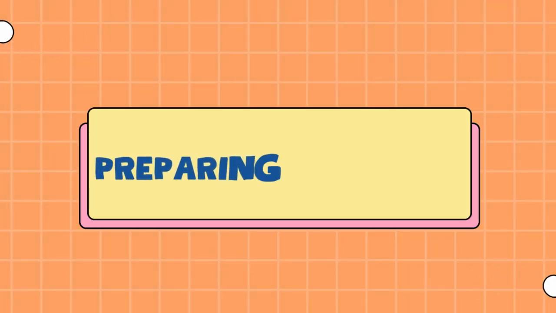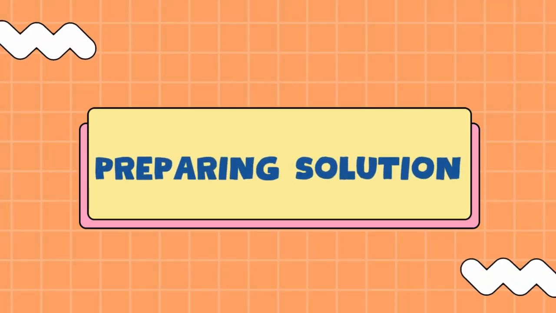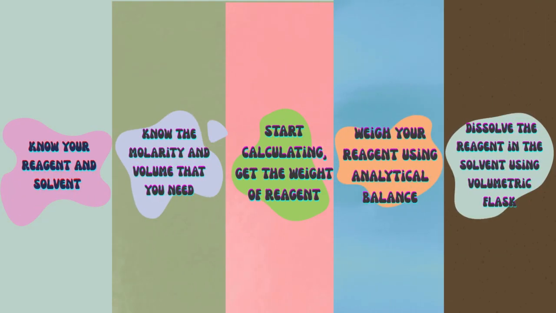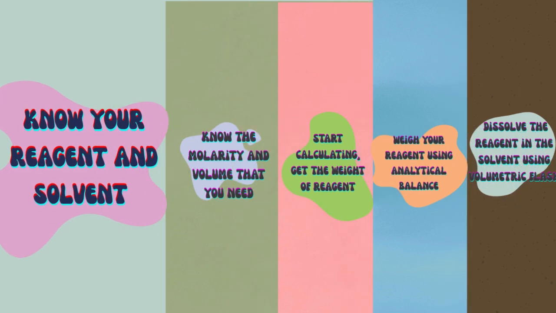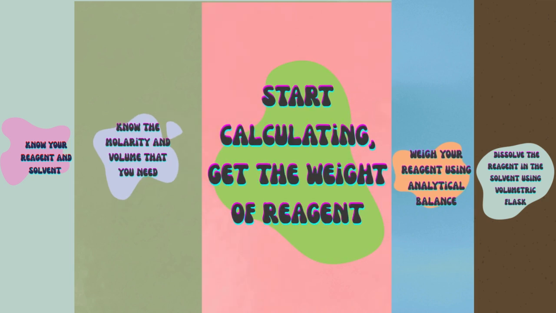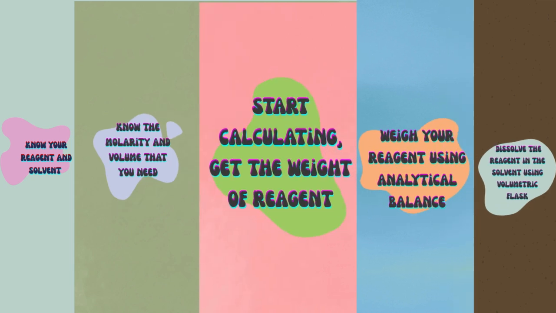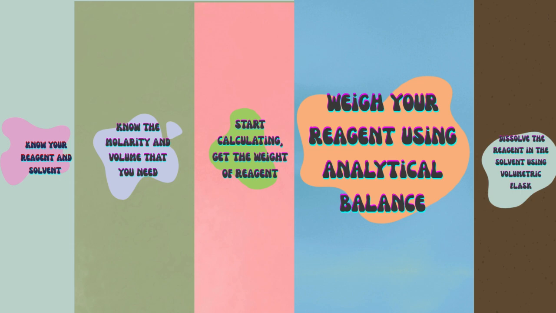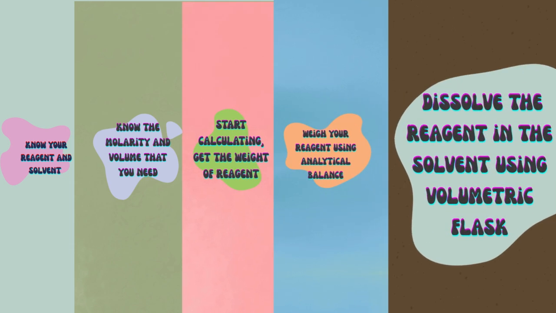Let's learn how to prepare solutions accurately and safely in the lab. Preparing a solution involves a few important steps. Firstly, know your reagent and solvent. Secondly, know the molarity and volume that you need. Thirdly, start calculating. Get the weight of reagent. Fourthly, weigh your reagent using an analytical balance. Lastly, dissolve the reagent in the solvent using a volumetric flask.